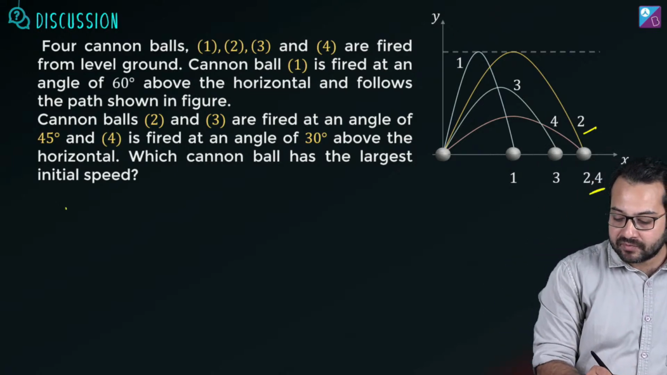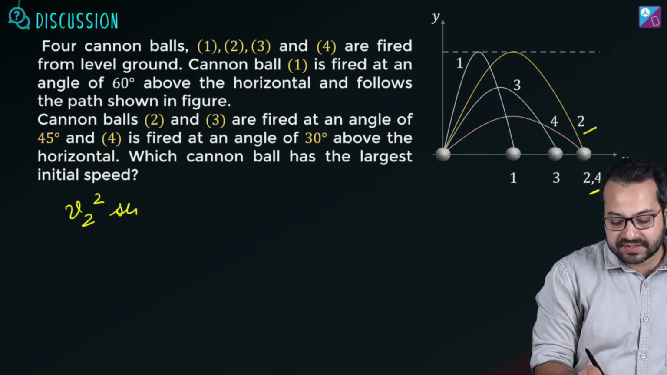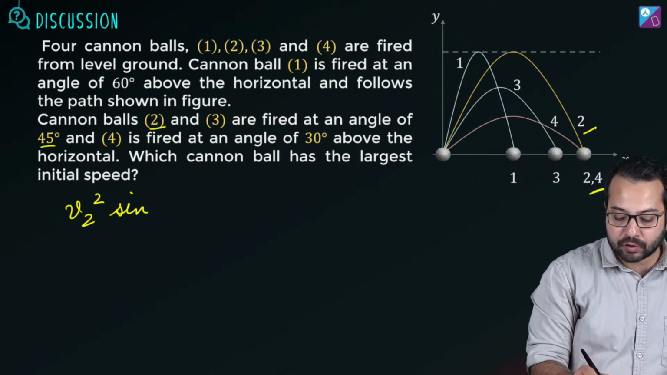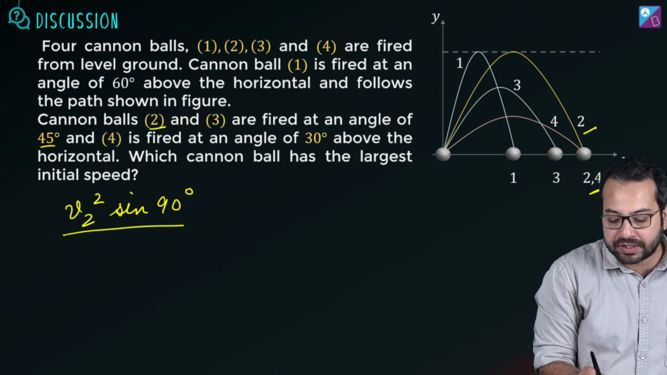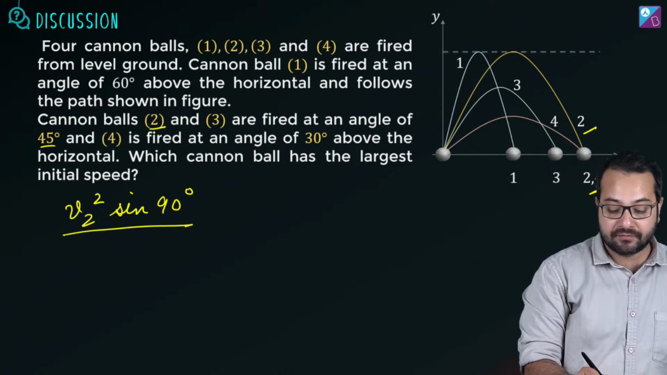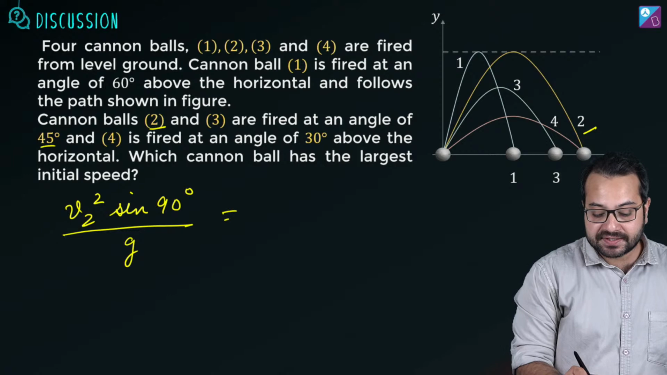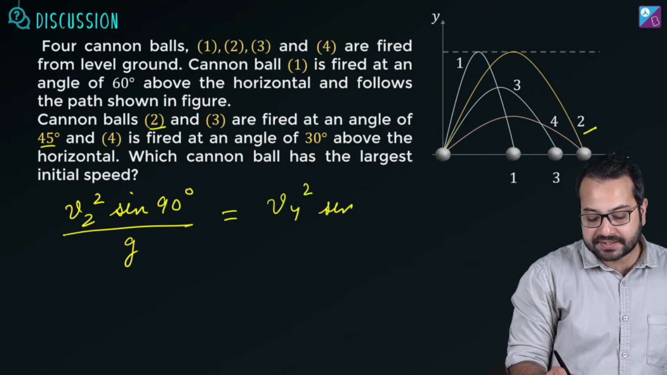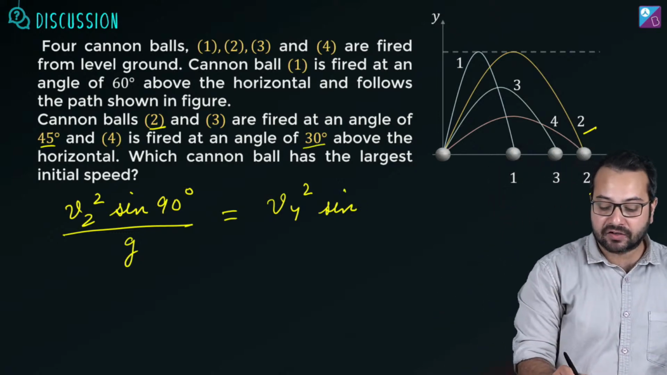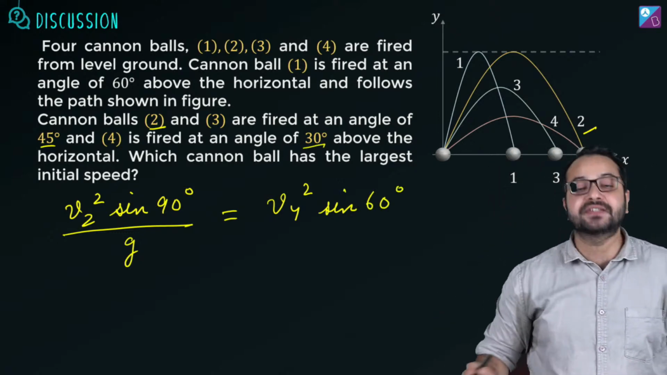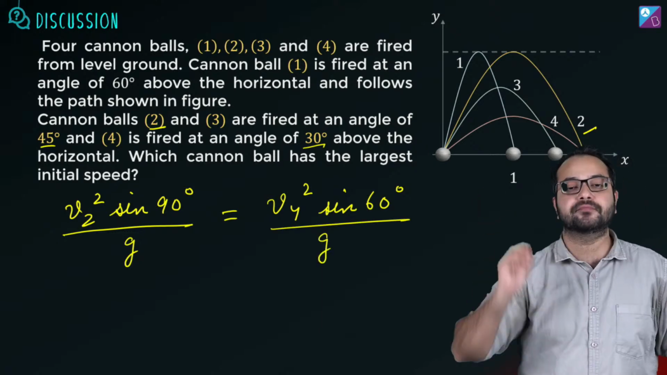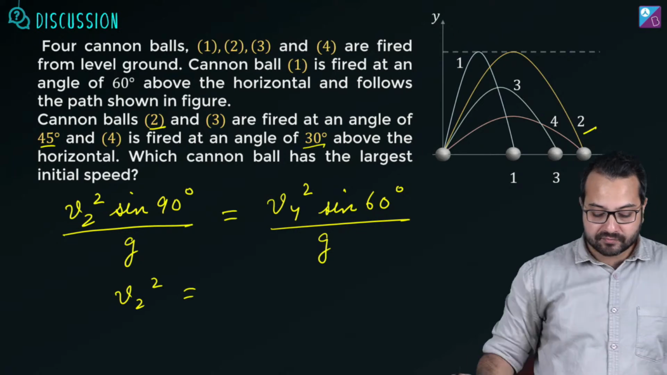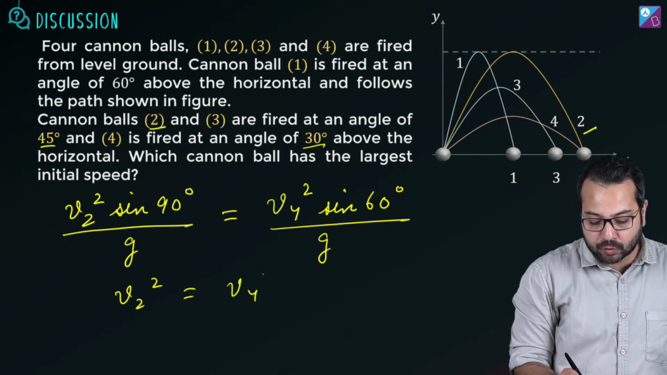So we can say that v2 square sine 2 theta, what is the angle of projection for 2? The angle of projection for 2 is 45 degree. So sine 2 theta is going to be sine 90 degree divided by g. This is equal to what? This is equal to v4 square sine, what is the angle of projection? The angle of projection is 30 degree. So sine 60 degree divided by g. Is that correct? Okay.